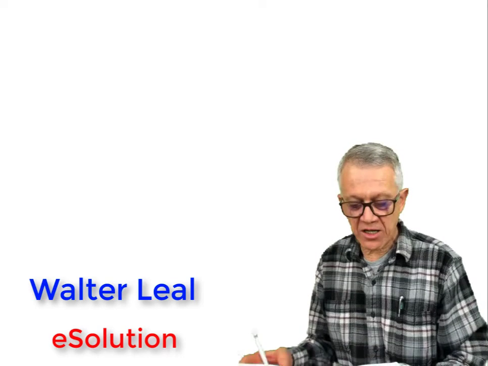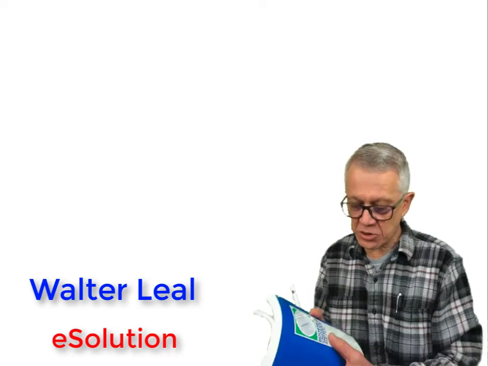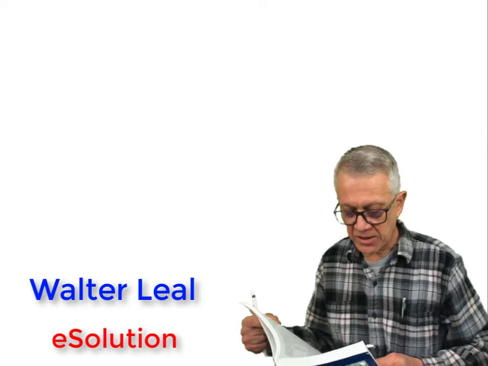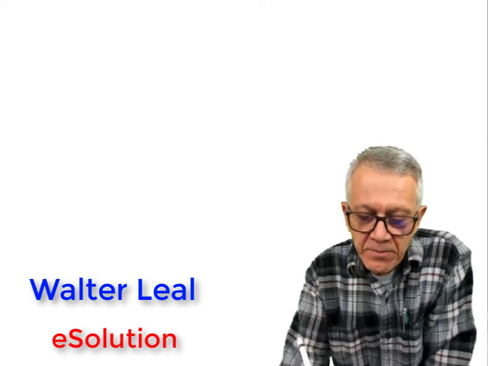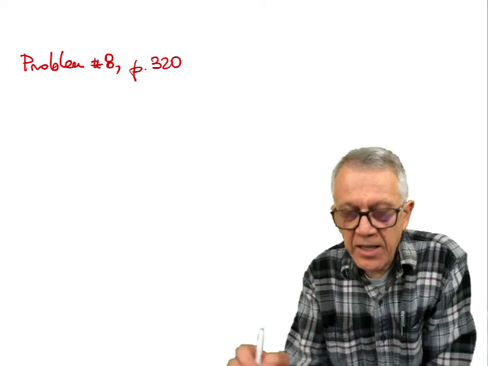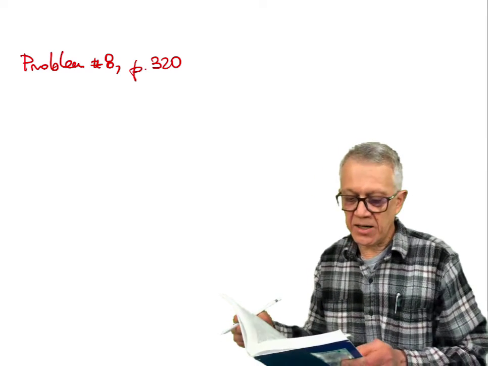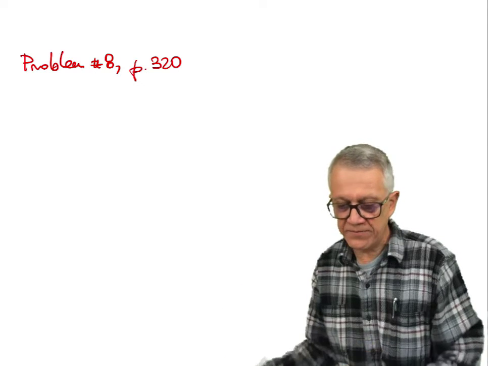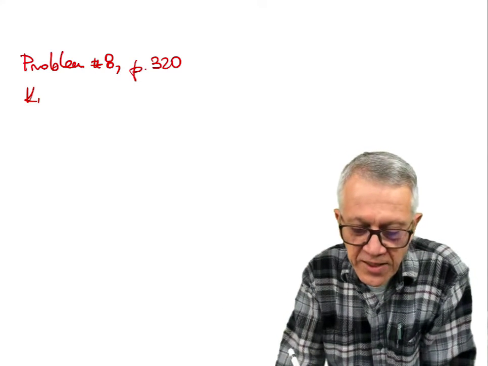So let's have the solution now for problem 8 in Segel's Biochemical Calculations. Problem 8, page 320. And this problem states that an enzyme with a Km of 3 × 10^-4. All right, so let's take note of that, very important.